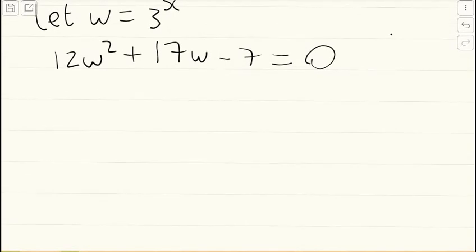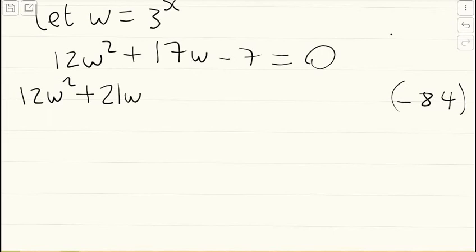And this one actually can be solved by factorization as well, so that's convenient. So 12 times minus 7 is minus 84. Just going to write that here. So I need two numbers that multiply to give minus 84 and add to give 17. And that is 21 and minus 4. So we have 12w squared plus 21w minus 4w minus 7 is equal to 0.